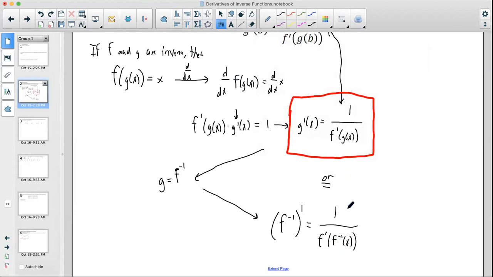And you could name these things whatever you want. You could say, what if h is the inverse of f? Then this is h instead of f inverse. So there are a lot of ways to write this, but we're going to see in the next couple of examples how we actually put this into play.